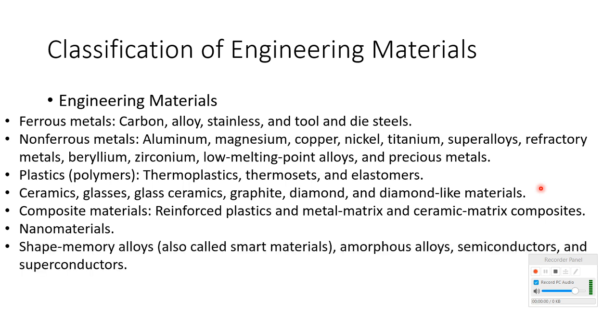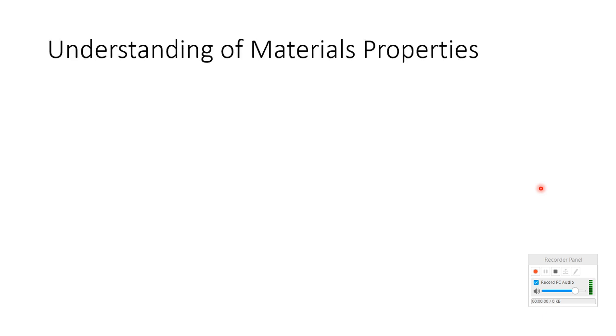Then we have shape memory alloys, which they also call smart material. These shape memory alloys are a kind of alloy that, when you change the temperature, can go back to the previous state of the shape. That's why they call it shape memory alloy. We have amorphous alloys, semiconductors, and superconductors. These are all the materials which we call engineering materials.